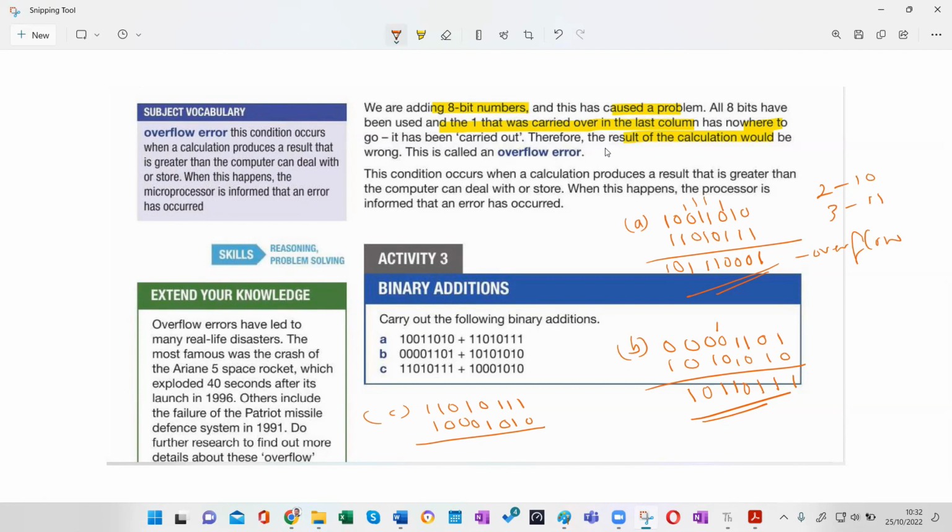Okay, the third one: 1 plus 0 is 1, 1 plus 1 is 2, so you keep 0, take 1 to the side. 1 plus 1 is 2, keep 0, take 1 to the side. 1 plus 1 is 2, keep 0, take 1 to the other side. 1 plus 1 is 2, keep 0, take 1 to the other side. 1 plus 0 is 1, 1 plus 0 is 1, 1 plus 1 is 2, you keep 0 and take 1 to the other side. Okay, there is an overflow here.